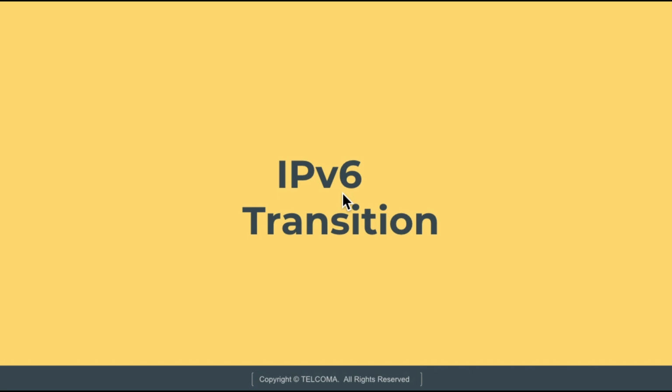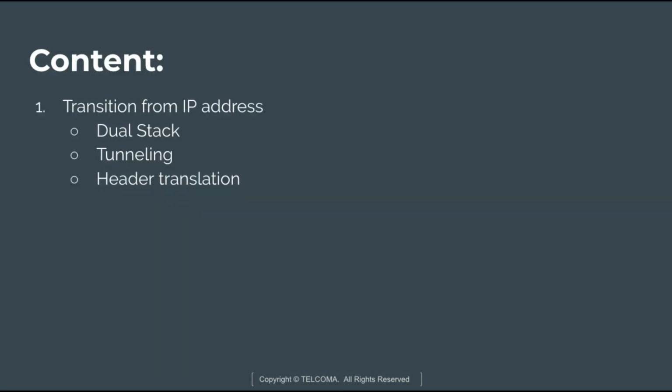So today we are going to discuss the transition processes in IPv6. In this class we will discuss the different transition processes like dual stack, tunneling and header translation. So let's first start by discussing the transition from IPv4 to IPv6 addresses.